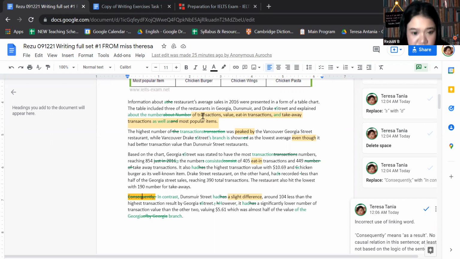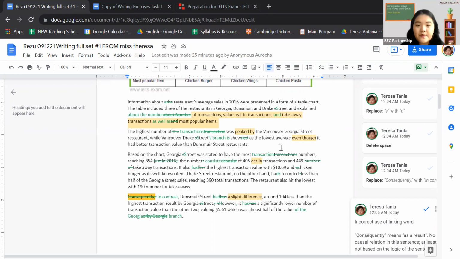The last one is in contrast, so we can use it in that sentence. Oh yeah, consequently means as a result. Consequently, yeah. Okay. There's no consequence here. That's why I wiped it away. I deleted it. Okay.